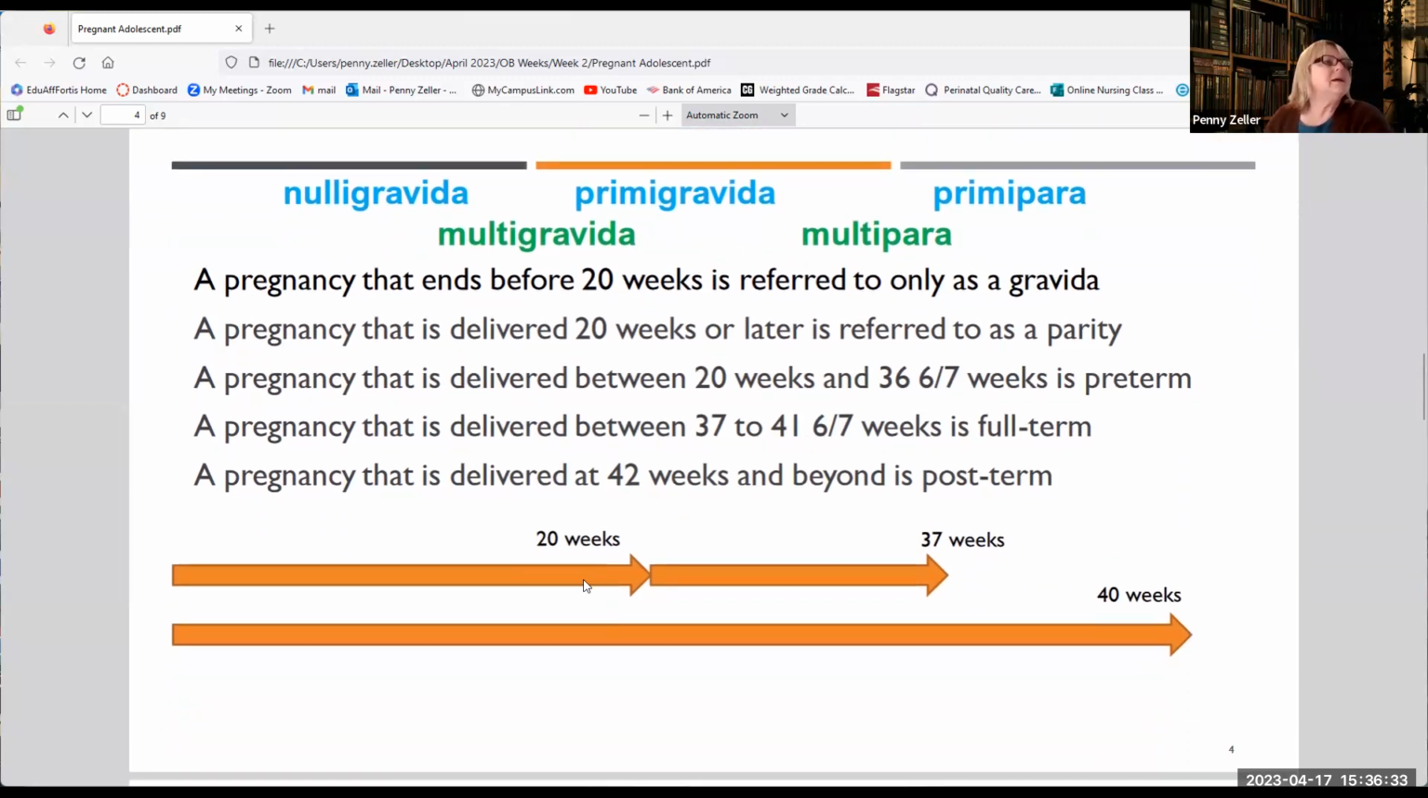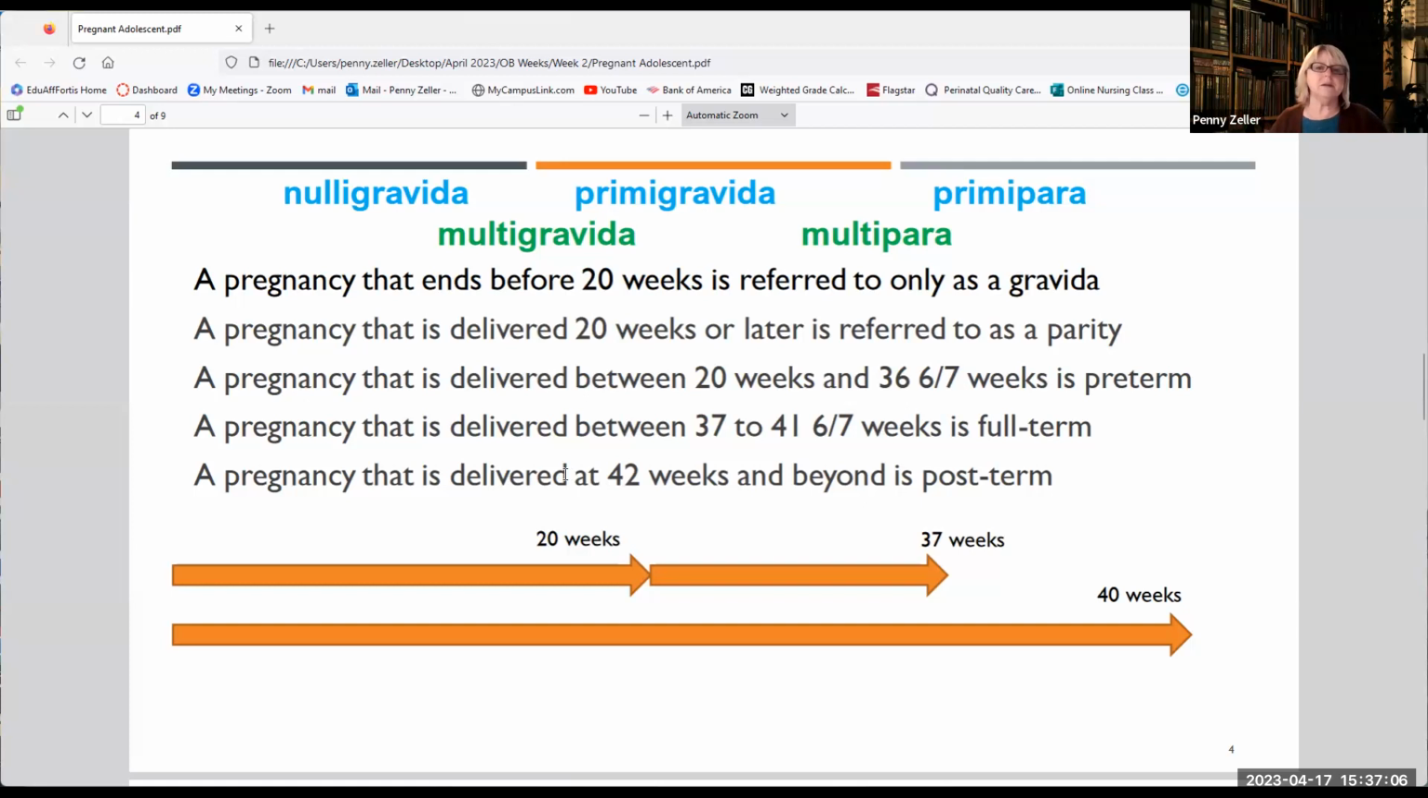So the 20th week is what we call the age of viability. In other words, if a baby is delivered before 20 weeks, it's an abortion, whether it's medical, surgical, or spontaneous. We also call it a miscarriage. Okay, so anything delivered before that 20th week, we don't call parities, we call abortions. Okay, so all the other pregnancies at 20 weeks and beyond are considered parities after they're delivered.